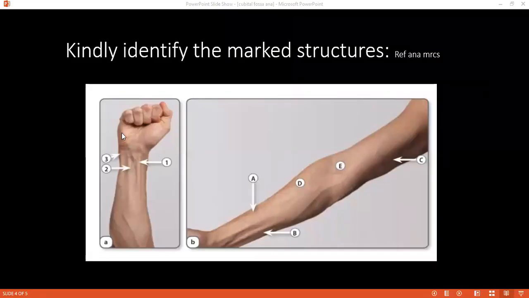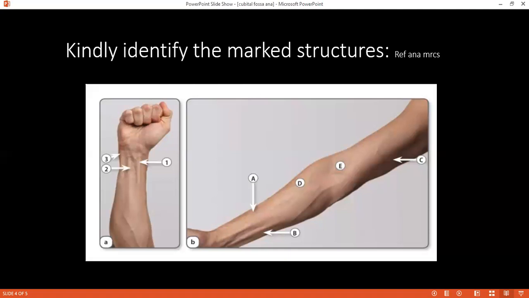In picture A, one is flexor carpi radialis. Two is flexor digitorum superficialis. Three is flexor carpi ulnaris tendon. I mentioned two as palmaris longus, I'm sorry. Palmaris longus is absent here. So two is flexor digitorum superficialis, three is flexor carpi ulnaris, and one is flexor carpi radialis tendon.